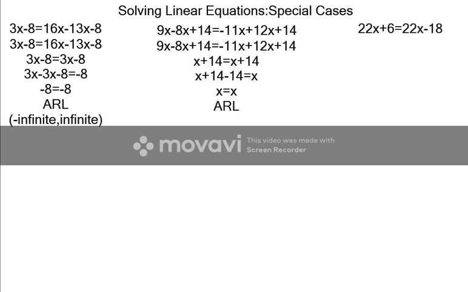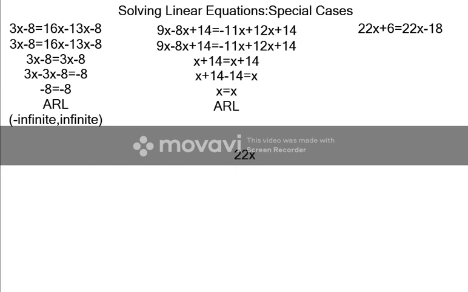Now let's look at the last type of special case. The second question was basically a continuation of the first one, so there are basically two special cases. For the next question we have 22x plus 6 equals 22x minus 18. Alright, so let's take a look.